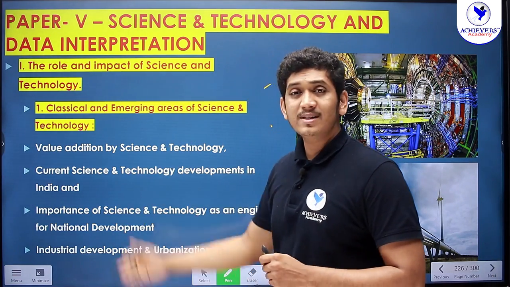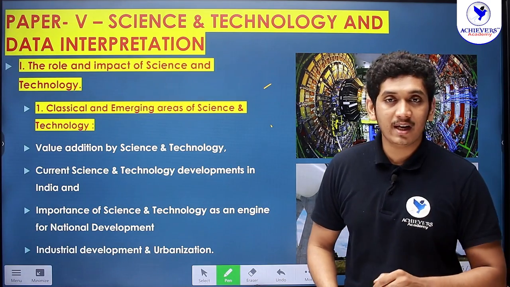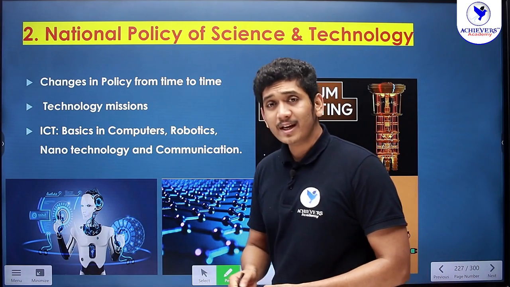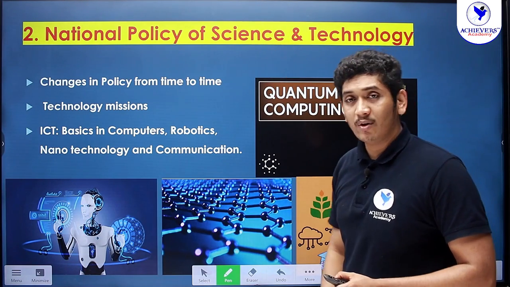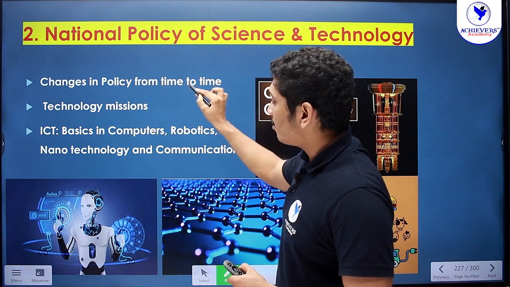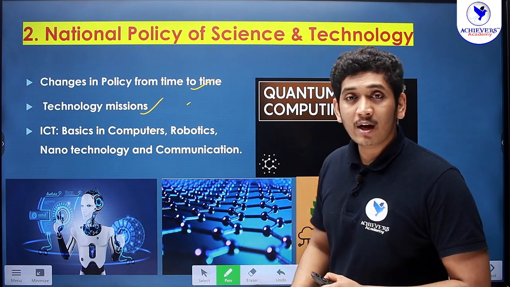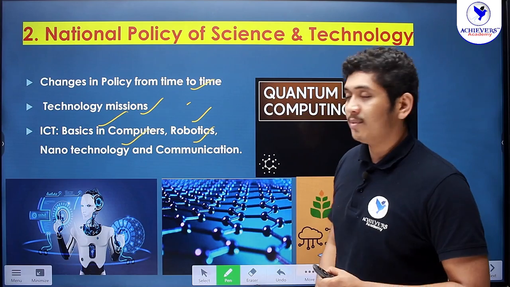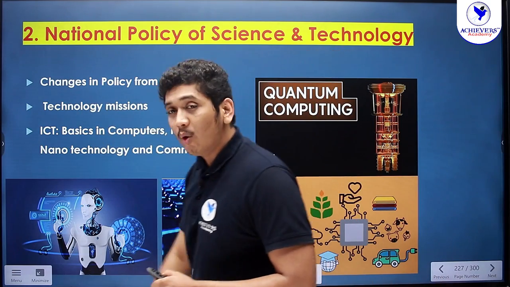The first chapter is basically classical and emerging technologies, or emerging areas in science and technology. Now the second chapter is the National Policy of Science and Technology. It follows with the subtopics of changes in the policy from time to time, technology missions, information communication technology, basics in computers, robotics, nanotechnology and communication.